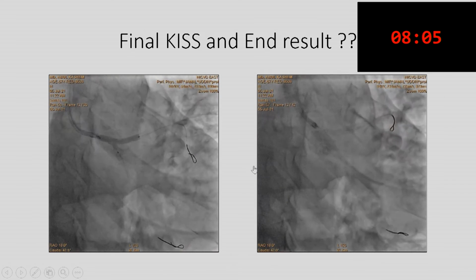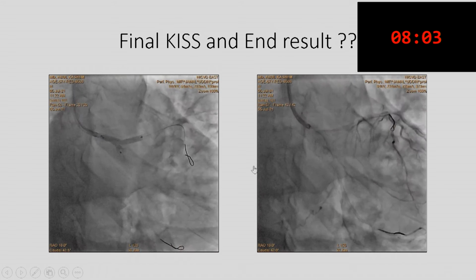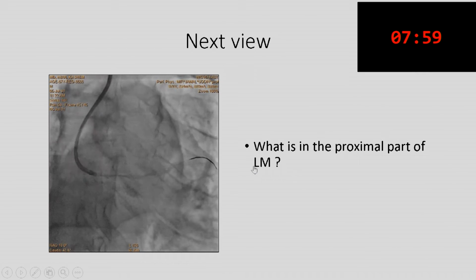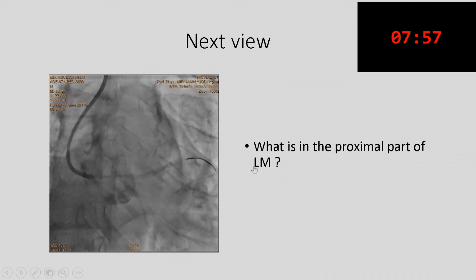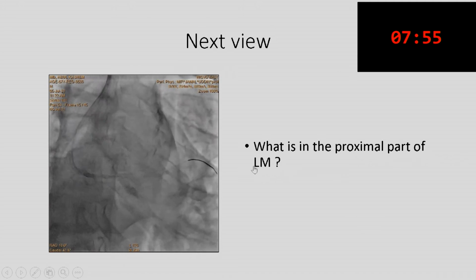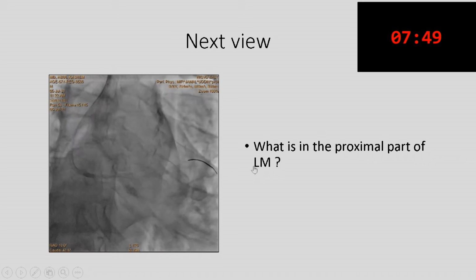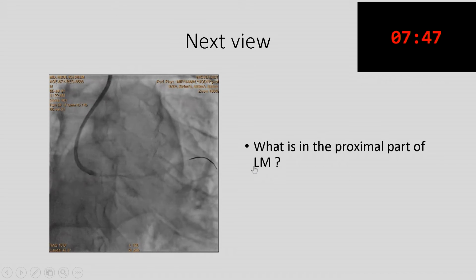After TAP we have done the KBI, and after KBI we have done the POT, and just after doing the POT we have seen that there is a ghost shadow in the left main. Then what is the proximal part of the left main?